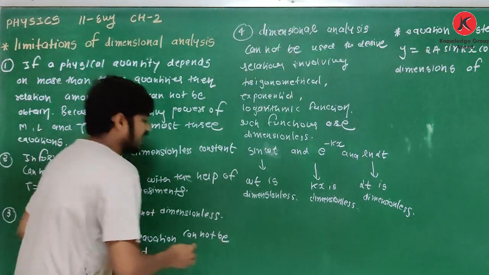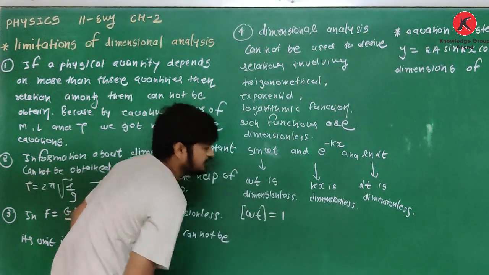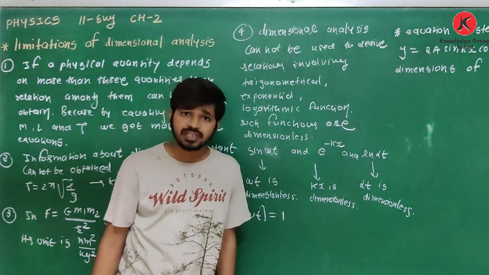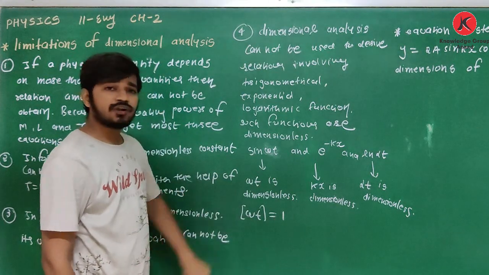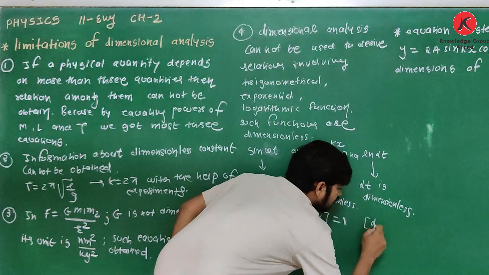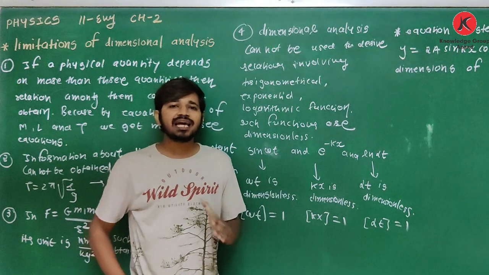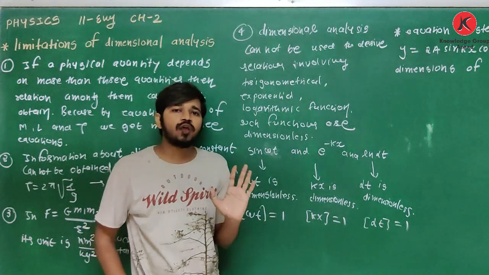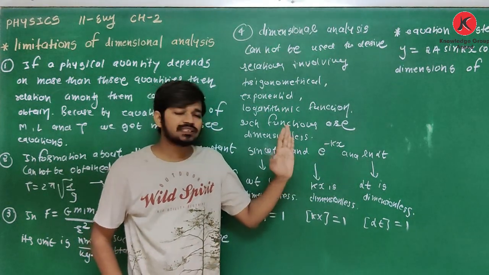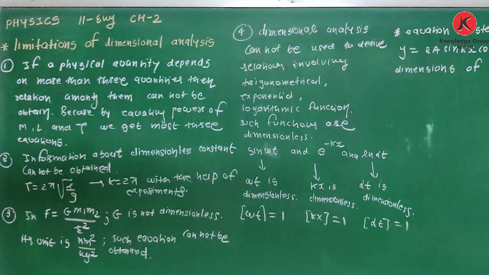So yes, I can write that the dimension of omega t is equal to 1. Dimensionless means m0 l0 t0. So you can write 1. Here kx is equal to 1. Here this alpha t is equal to 1. See, in dimensional analysis, we do not have to consider this negative sign. Clear about this? In dimensional analysis, we do not have to consider such a minus sign. So yes, these are the 4 limitations of dimensional analysis.